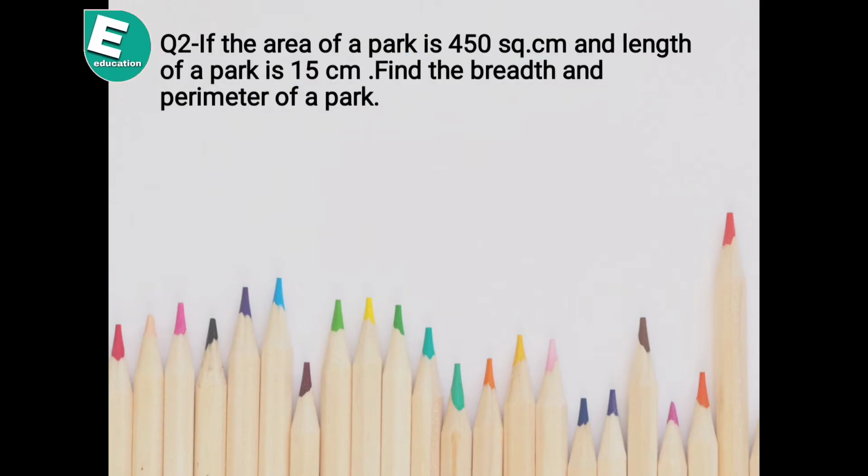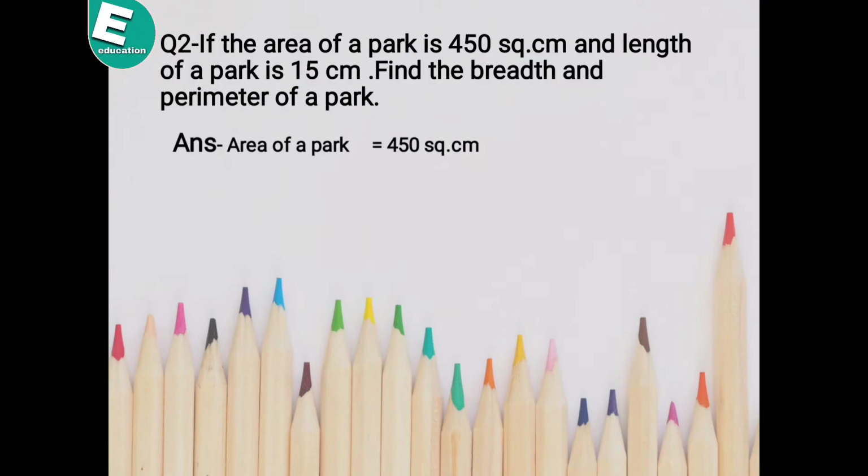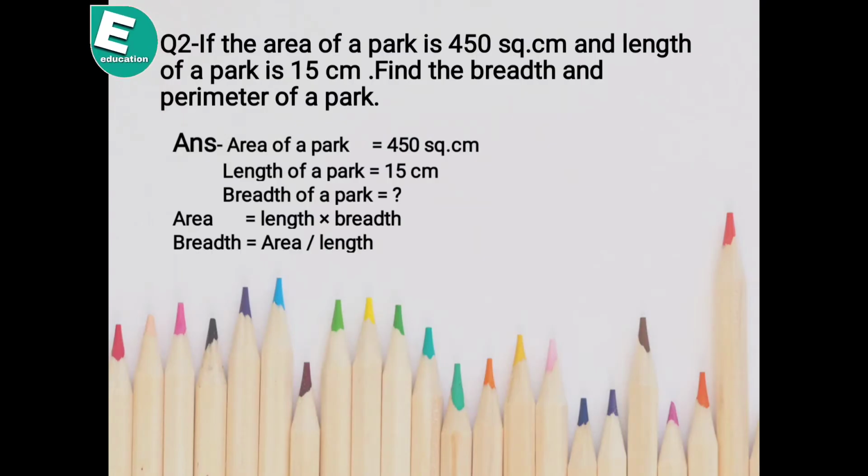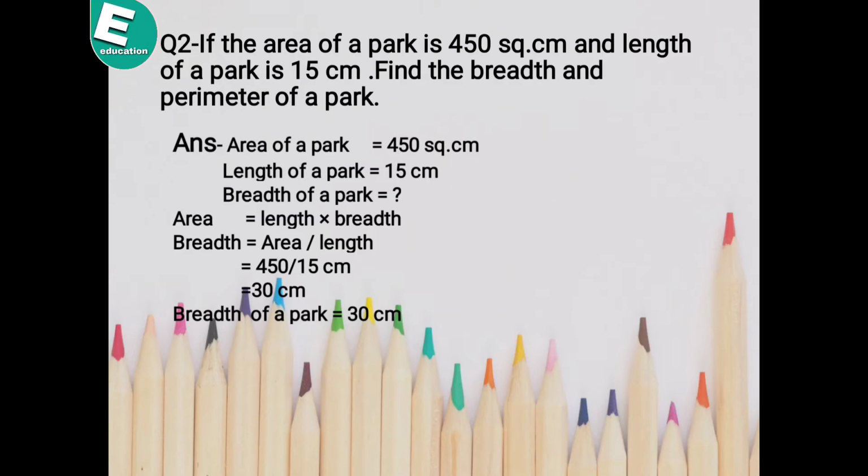Let's start writing. Area of a park is 450 square centimeter, length of a park is 15 centimeter, and breadth is unknown. Formula for area is length into breadth. As we have to find the breadth, so our formula will become breadth is equal to area divided by length. On putting values, we get 450 divided by 15, which is equal to 30 centimeter. So breadth of a park is equal to 30 centimeter.